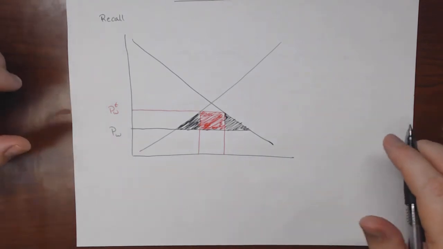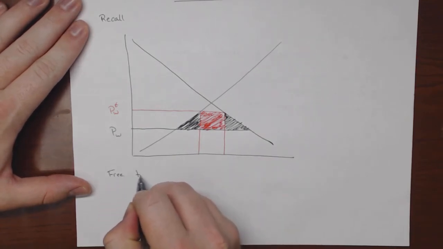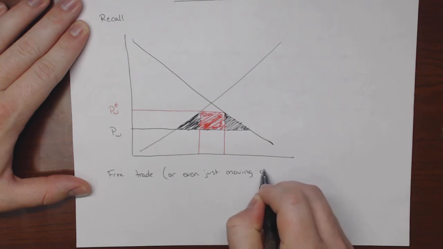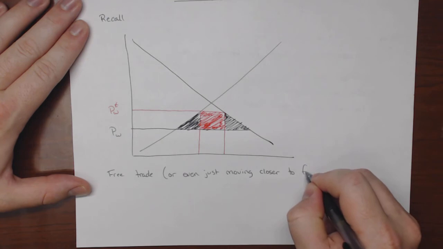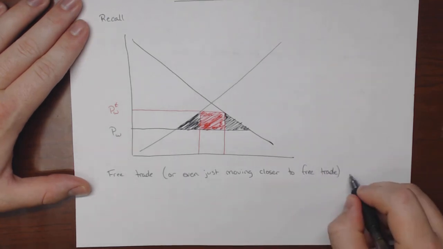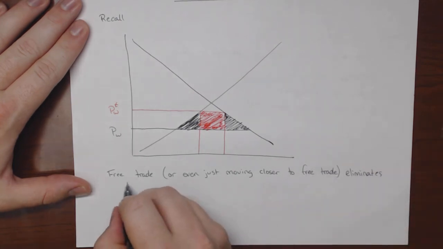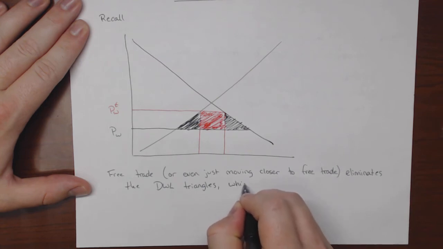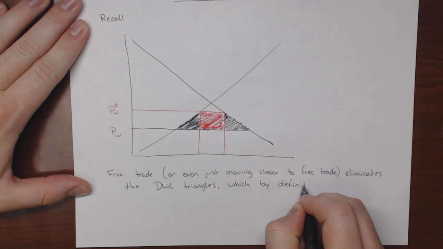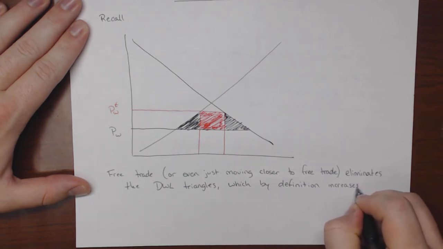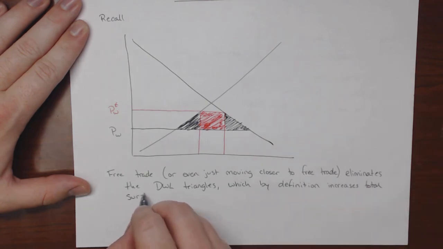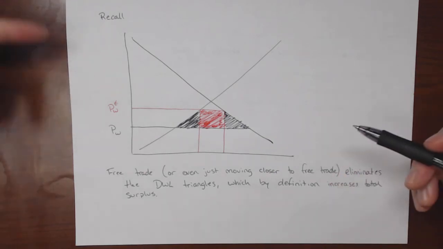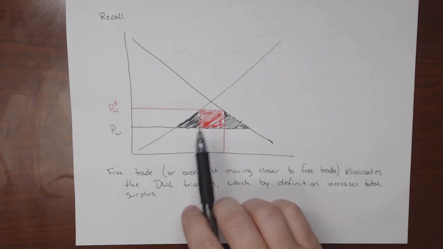The efficiency argument is very straightforward. It says that free trade, or even just moving closer to free trade, eliminates the deadweight loss triangles, which by definition increases total surplus. If we're concerned with maximizing total surplus, then we want no tariff whatsoever, because doing so eliminates these deadweight loss triangles.